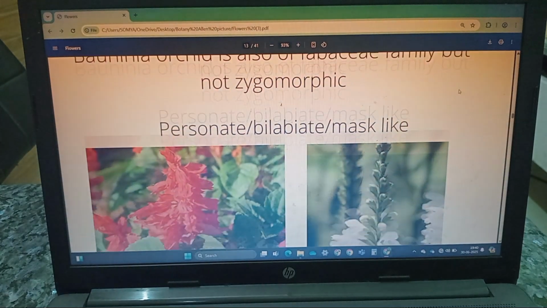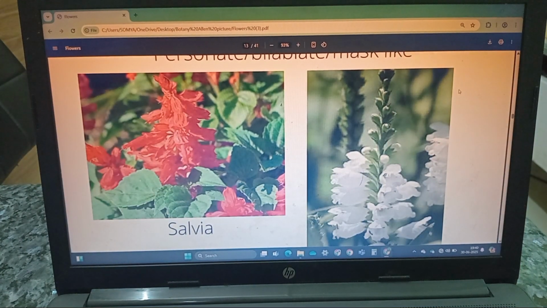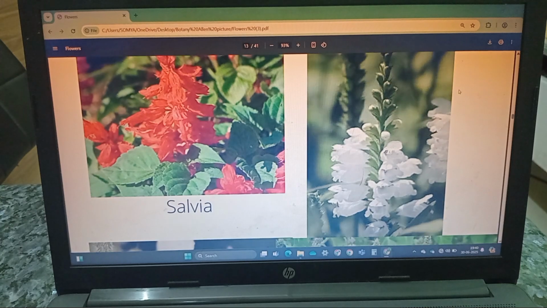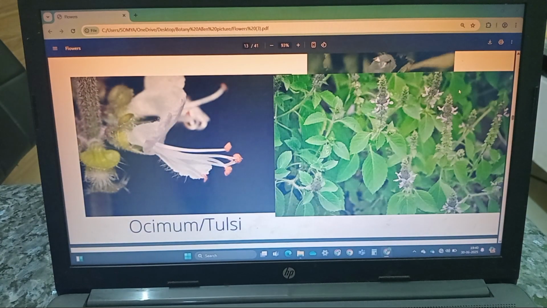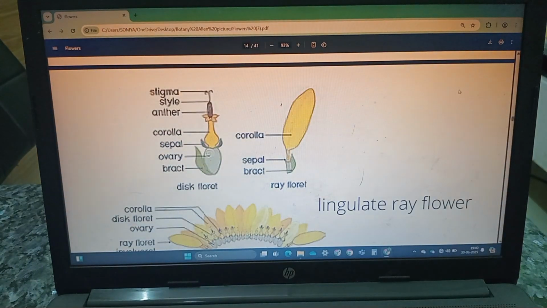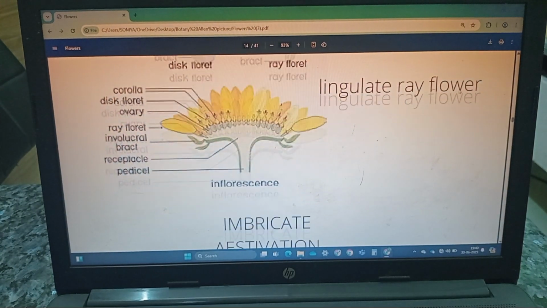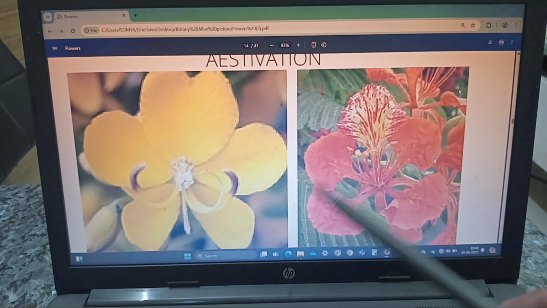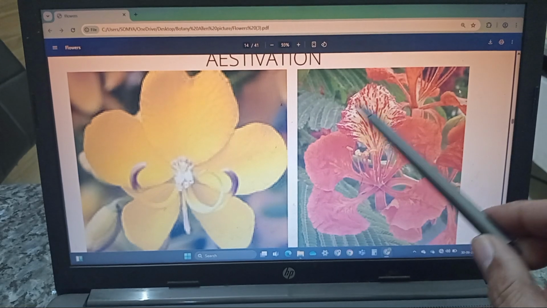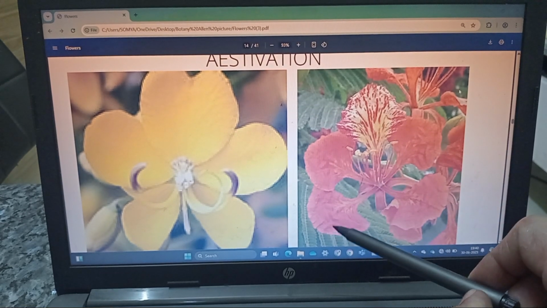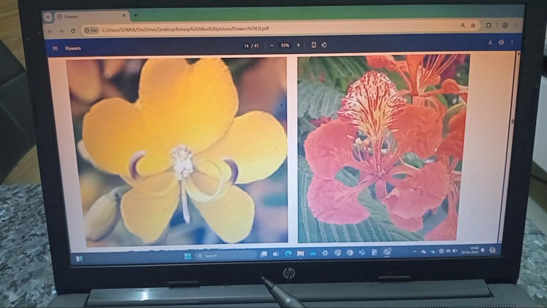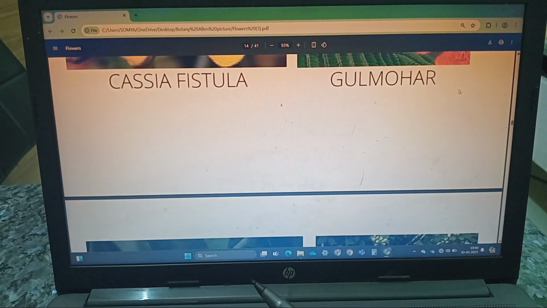This is the other zygomorphic modification seen in salvia, which is bilabiate, in salvia and in tulsi. Now imbricate aestivation is when one of the petals is covering two and one is underneath the other two. This is Cassia and Gulmohar.